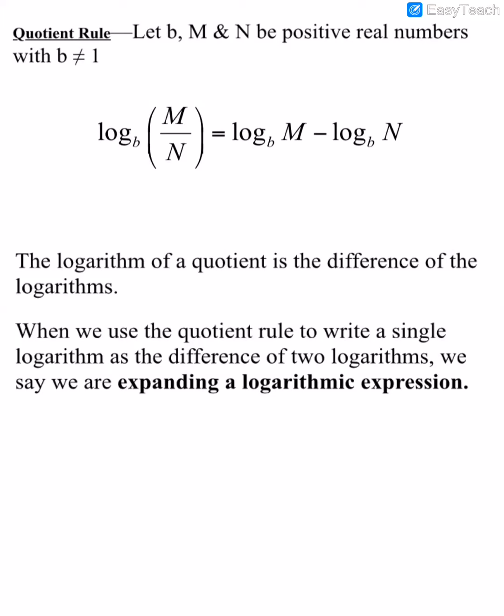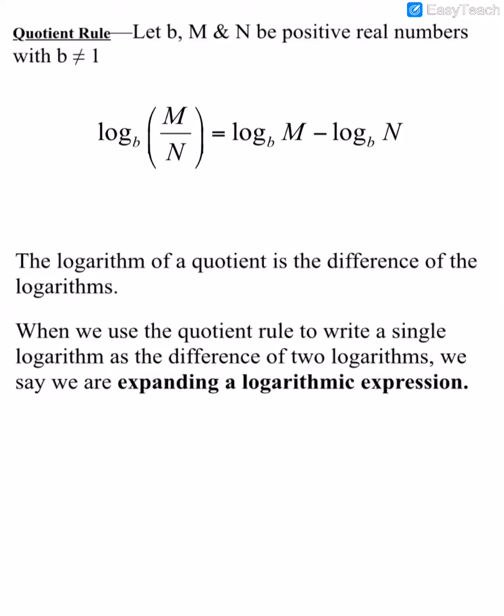The quotient rule says let b, m, and n be positive real numbers with b not equal to 1. And if that's the case, log base b of m divided by n is equal to log base b of m minus log base b of n. Again, we can relate this to our exponent rules.